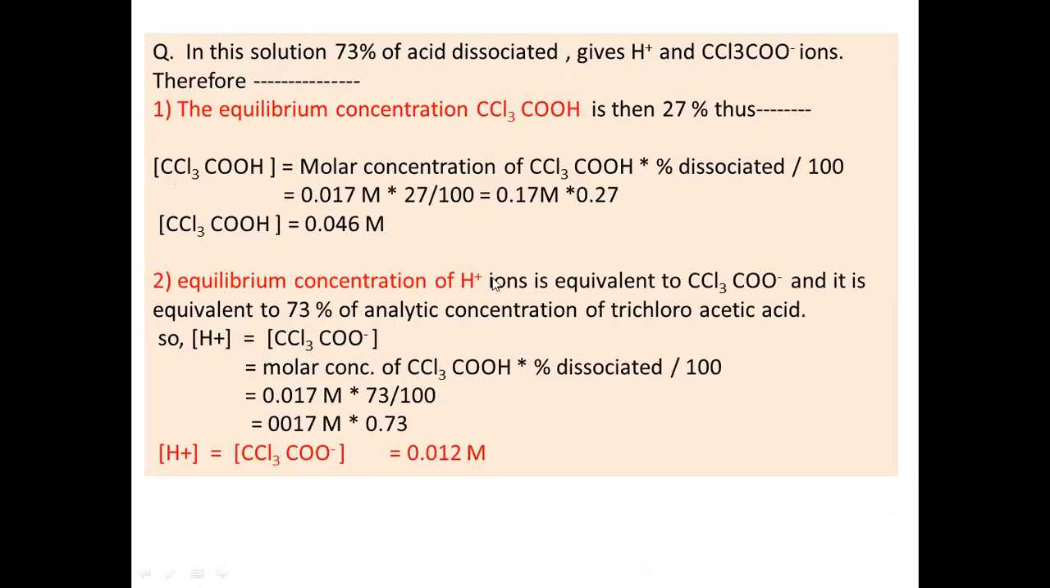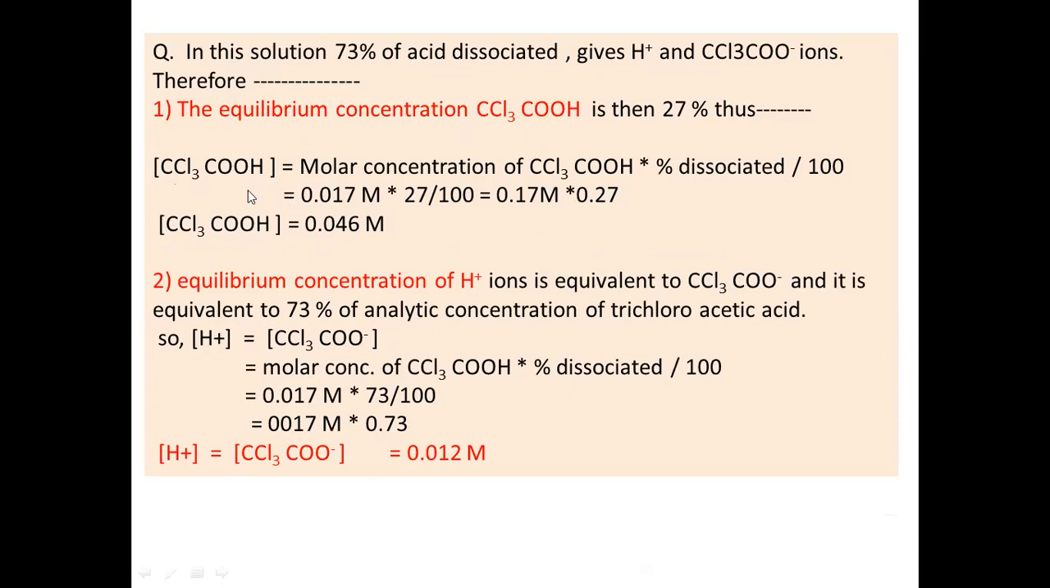Now second, what is important is that in this particular solution, that is trichloroacetic acid in 100 ml of water, it is dissociated only 73%. So only 73% is dissociated. So probably H plus and CCl3CO minus are the ions formed in the solution. So at equilibrium, the concentration of CCl3COOH is only 27% remaining.